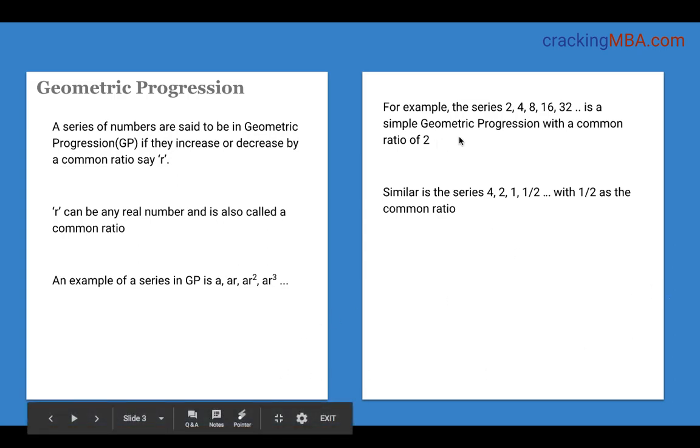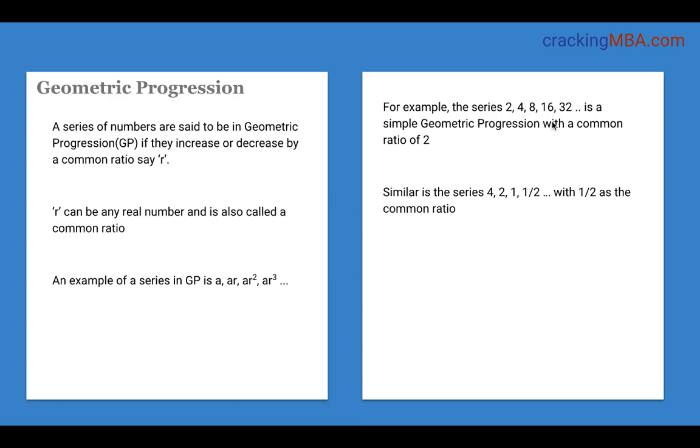Now, if we see the series 2, 4, 8, 16, and so on, this is a simple geometric progression with a common ratio of 2. Why do we say that? Because if I divide 4 by 2, we get 2, 8 by 4, we get 2, and so on. Every successive term, if I divide by the previous term, we always get the same common ratio of 2. Hence it is a geometric progression.